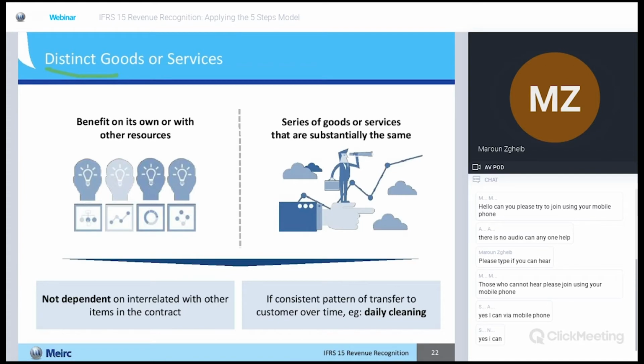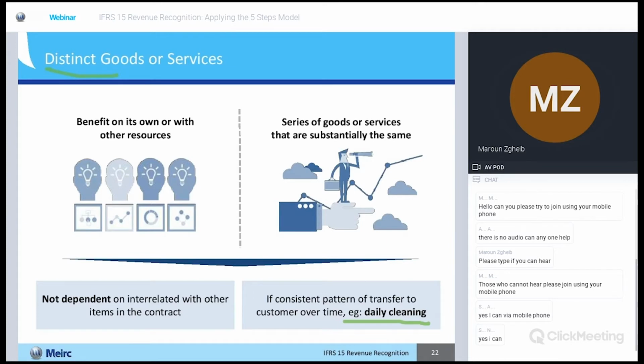One car that is sold is one performance obligation. However, the performance obligation can be a series of goods or services that are interrelated or substantially the same. For example, daily cleaning. If you signed an agreement to provide daily cleaning over a full month, you are visiting the client twice a week. Twice the first week, twice the second week, twice the third week, and twice the fourth week. Even if you are visiting the customer 8 times, this does not make them 8 distinct performance obligations.